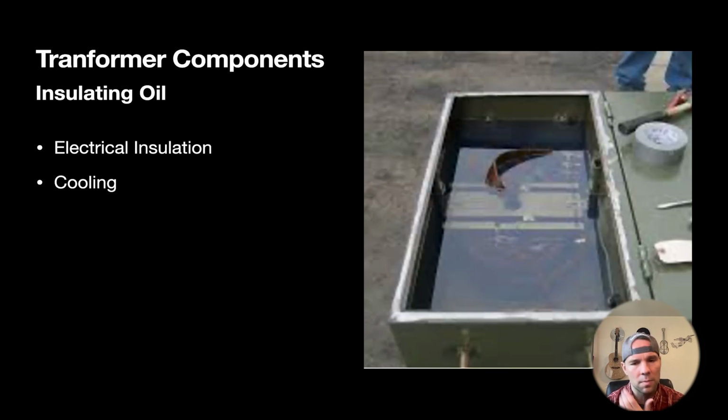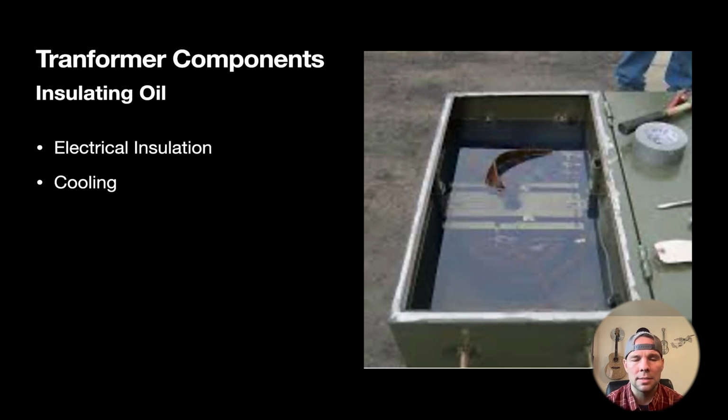So some transformers are dry type and there's no oil inside of them, but some are liquid type. Majority of distribution transformers and power transformers are oil type because they are so large and you're pushing through so much current and energy that they need a little bit more effort to help cool down the transformer and protect the transformer.